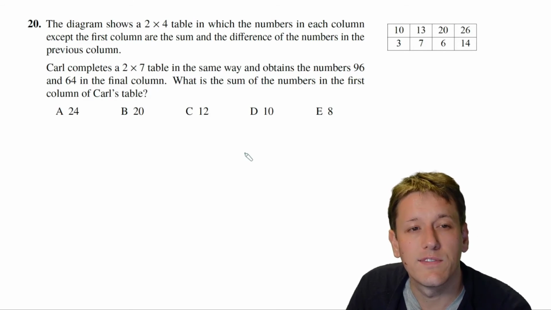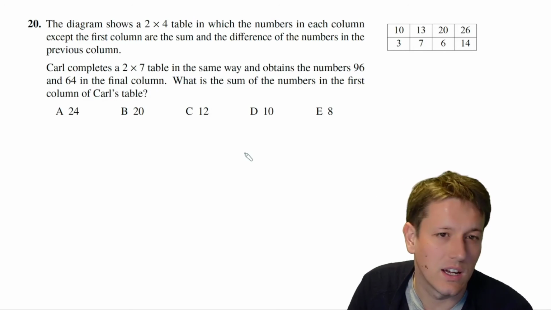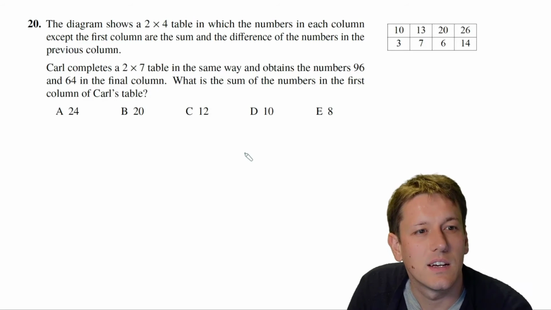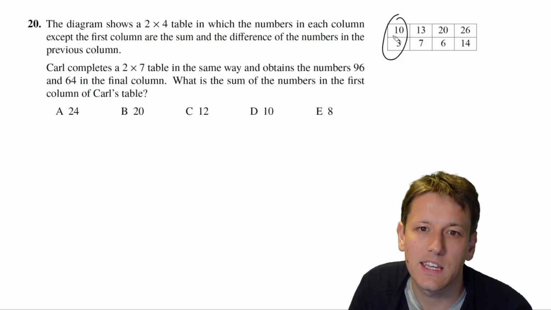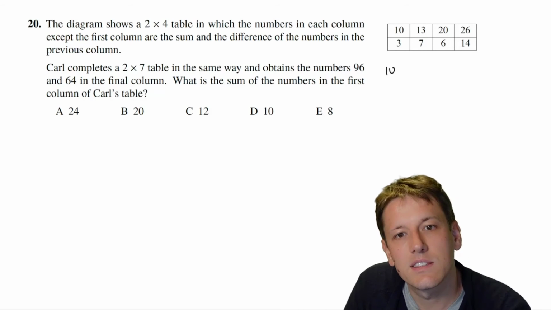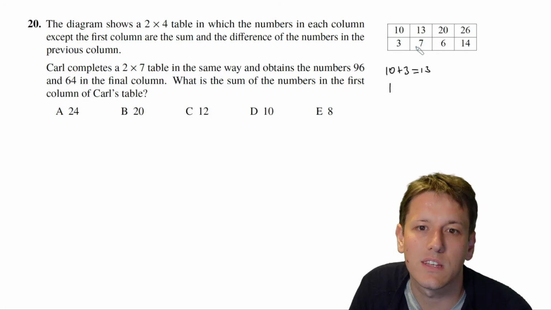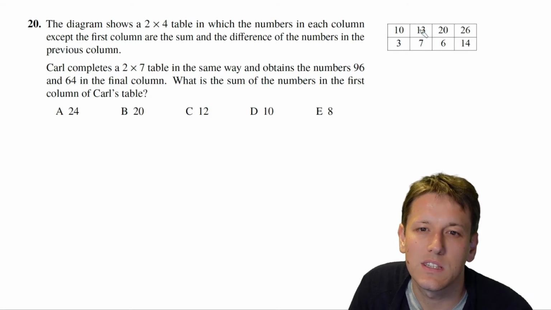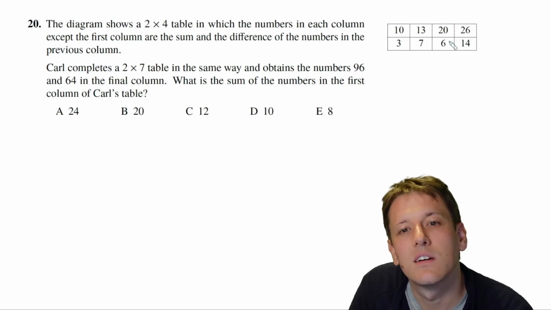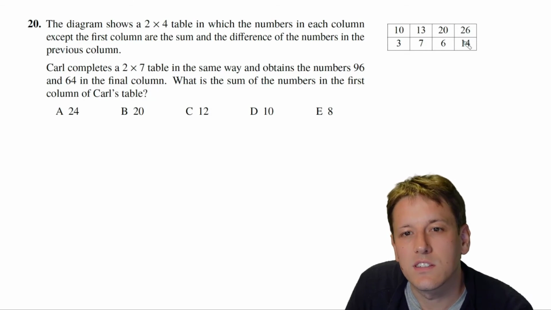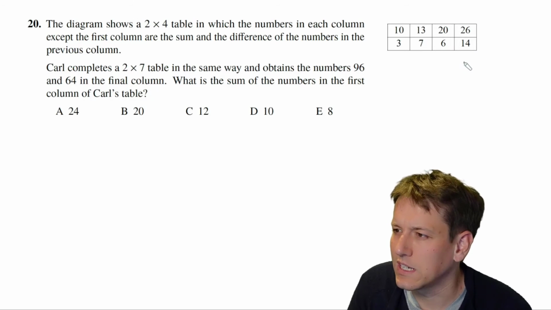So first just check you really understand how this works. So it says the numbers are the sum and the difference of the numbers in the previous column, right? So if I take 10 and 3, 10 plus 3 is 13, and that gives me this number, and 10 minus 3 is 7, and that gives me this number, right? And I keep doing that through the table. Okay, so I then do 13 plus 7 gives me 20, 13 minus 7 is 6, 20 plus 6 is 26, 20 minus 6 is 14.